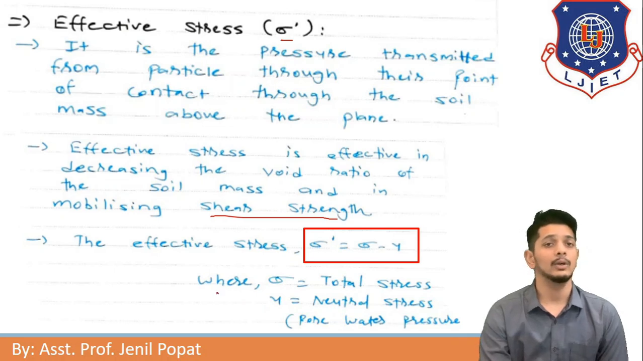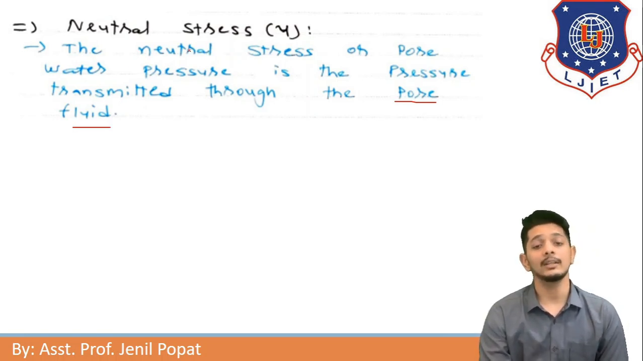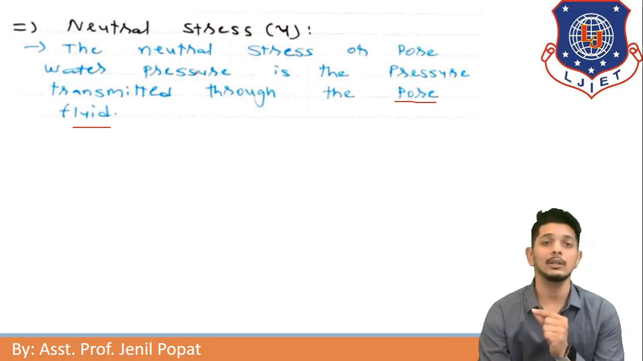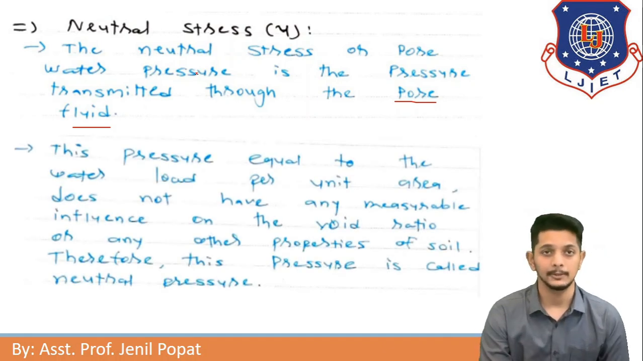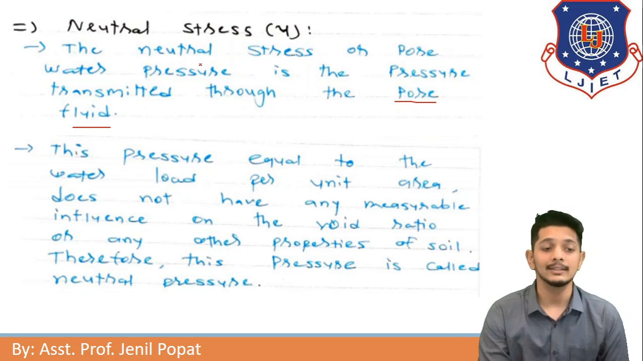Let us check what is neutral stress, what is pore water pressure. The neutral stress or pore water pressure is the pressure transmitted through the pore fluid. So whenever you hear neutral stress, it is only transmitted through pore fluid. Means wherever there is some water, there may be neutral stress. But if there is no water, there is no neutral stress.